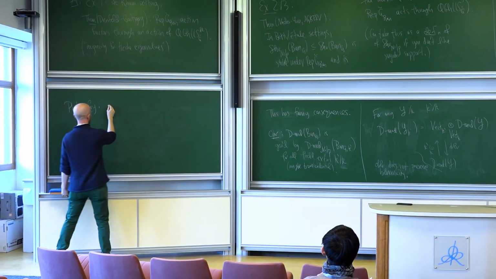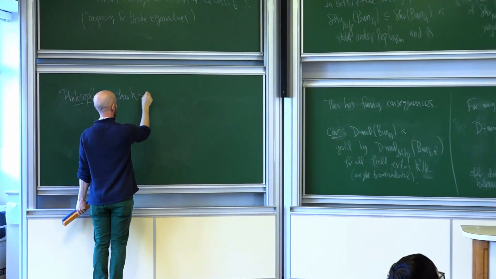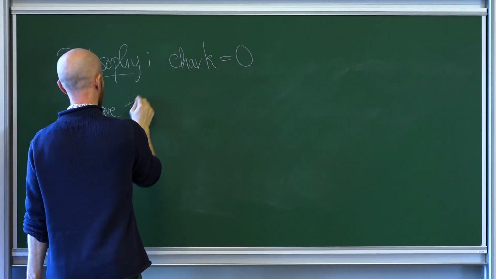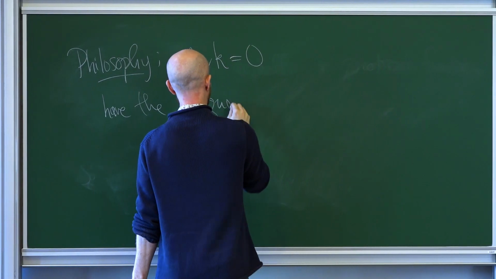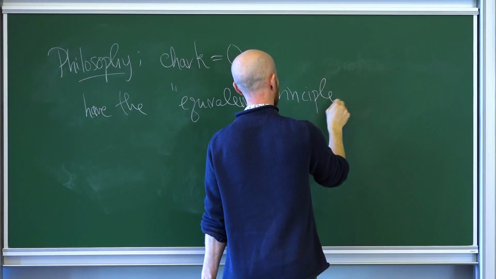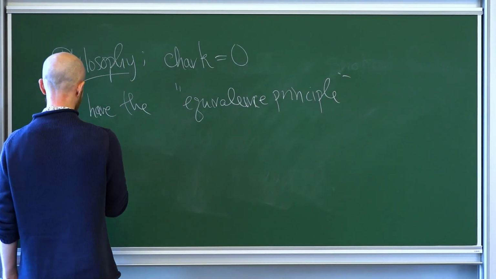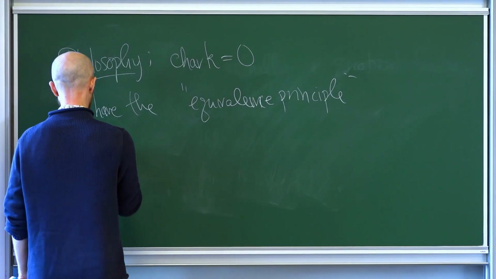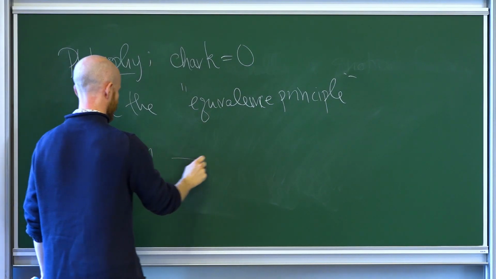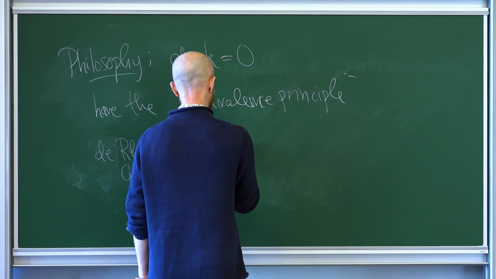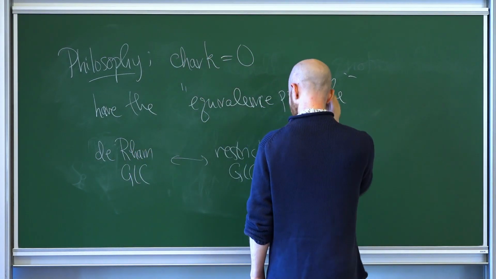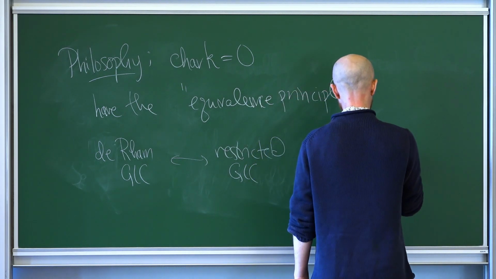So the philosophy here is that if you're working over a field of characteristic 0, then you have the sort of equivalence principle that this de Rham geometric Langlands conjecture is roughly as hard as this restricted geometric Langlands conjecture, which is just as hard as this Betti geometric Langlands conjecture.